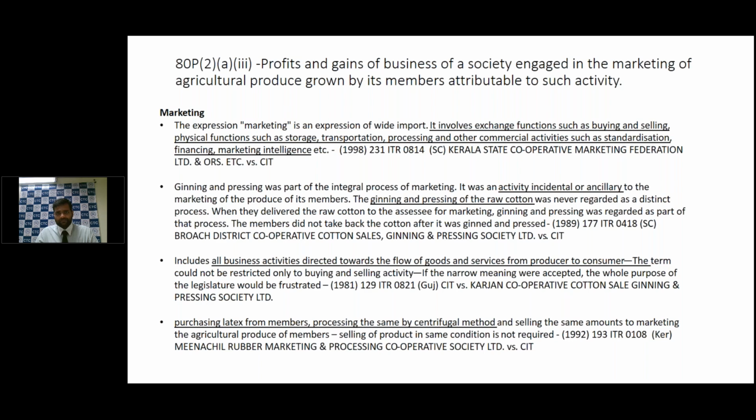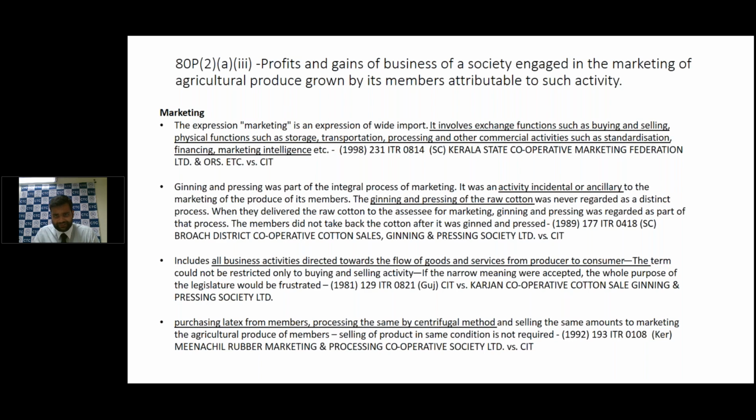I get the raw cotton from my members, I engage in the activity of ginning and pressing of raw cotton, and what I sell is cotton bales. In that case, ginning and pressing of raw cotton would amount to marketing, and therefore society would be eligible to claim deduction under section 80P(2)(a)(iii).